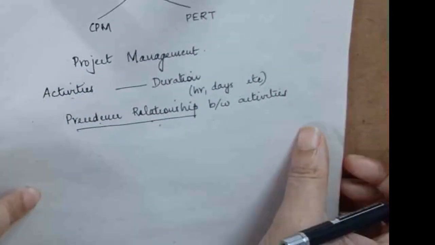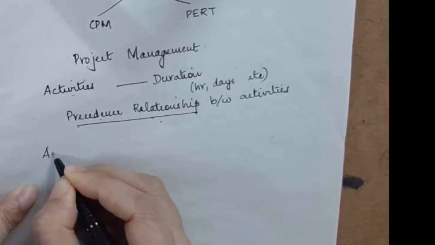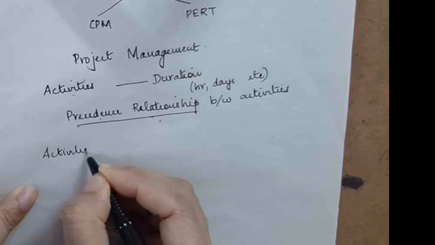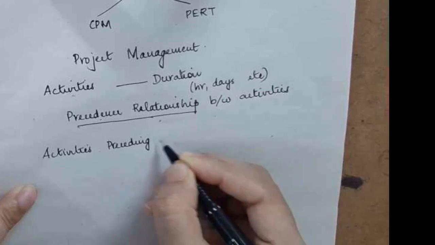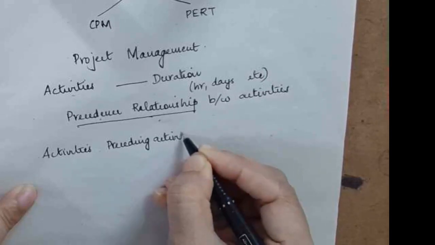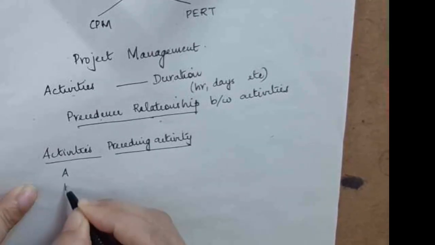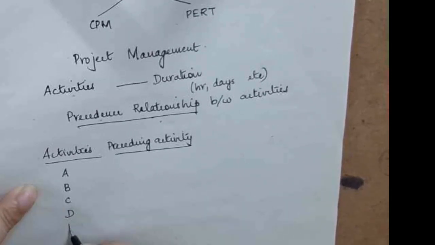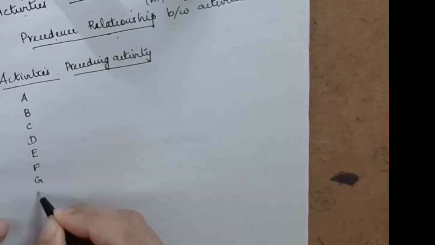So we will first do one small example here. You have activities, and then there is the preceding activity. Let the activities be A, B, C, D, E, F, G, H, I, J and K.